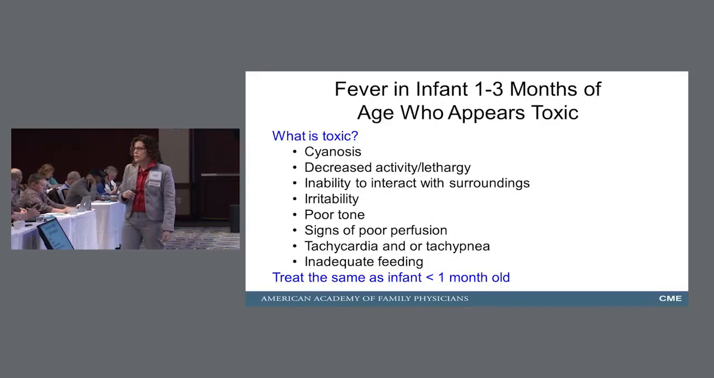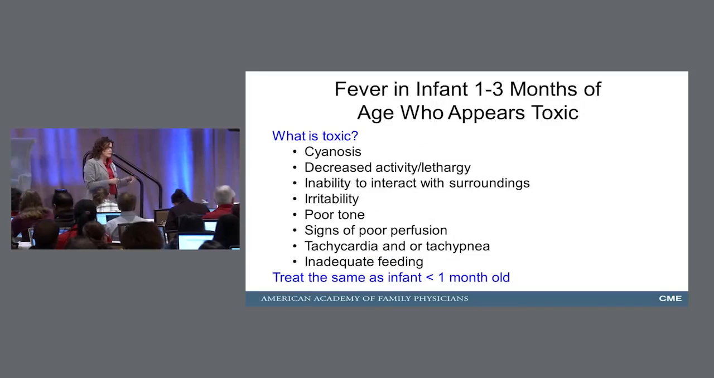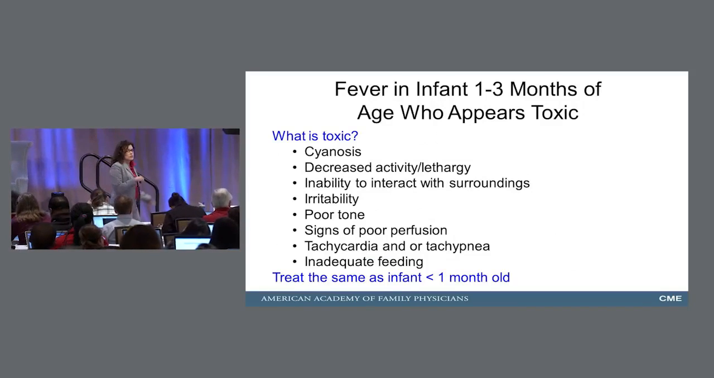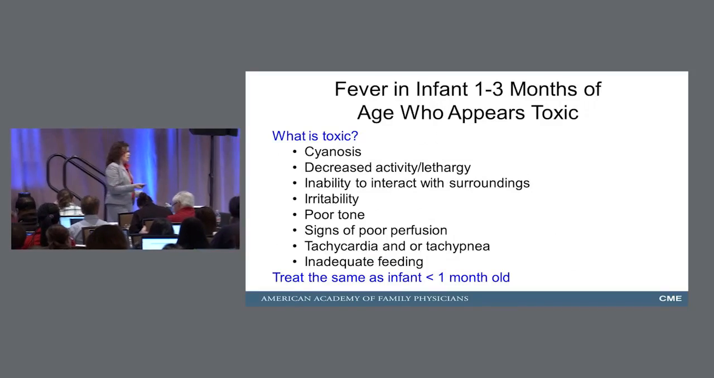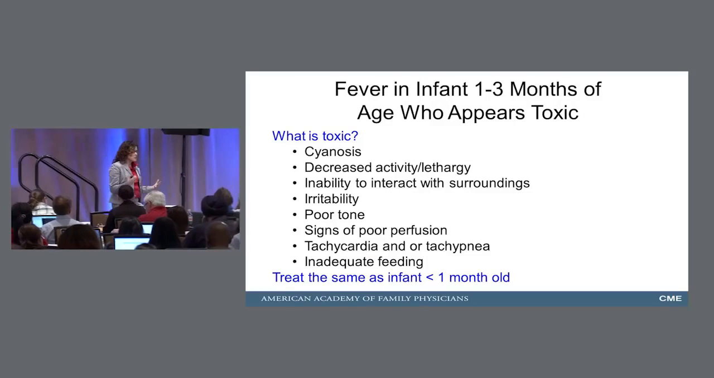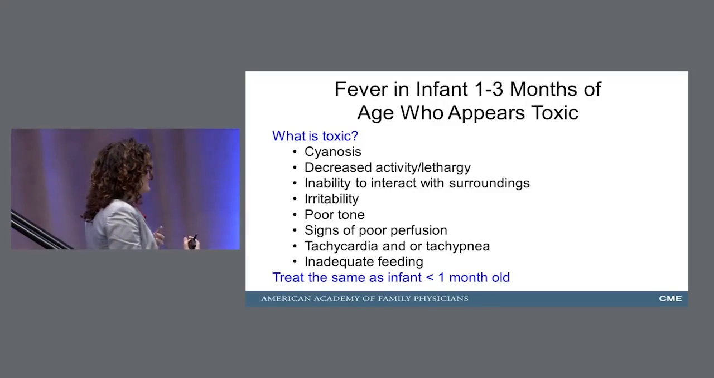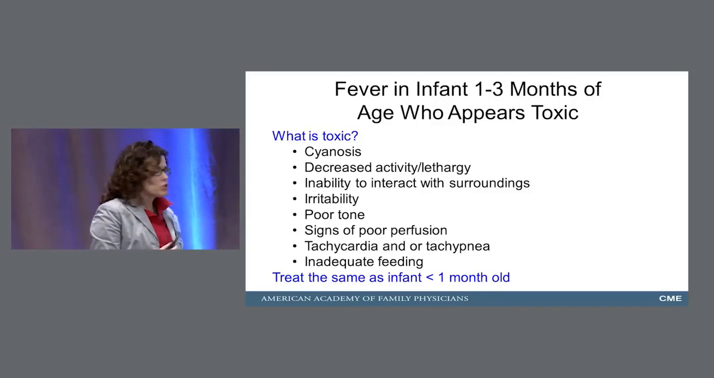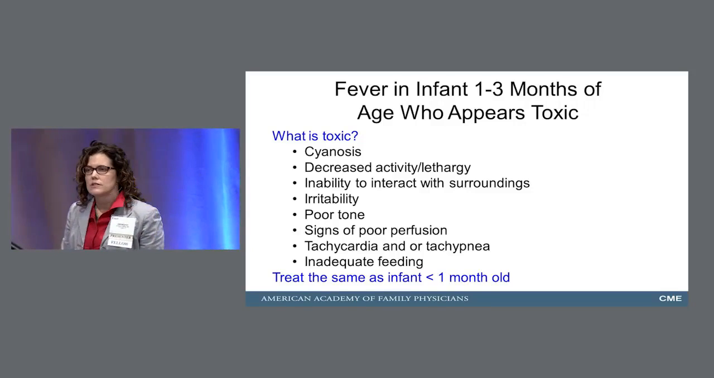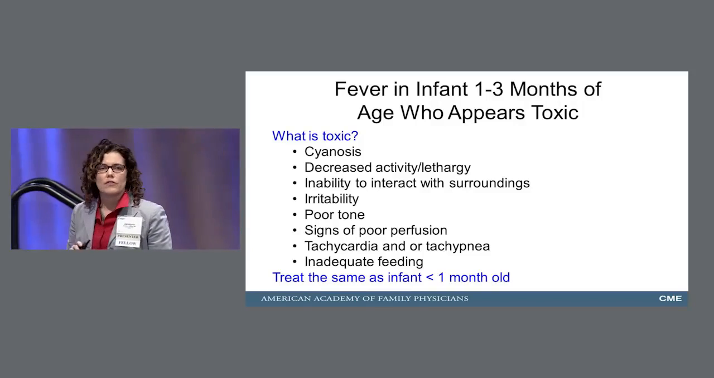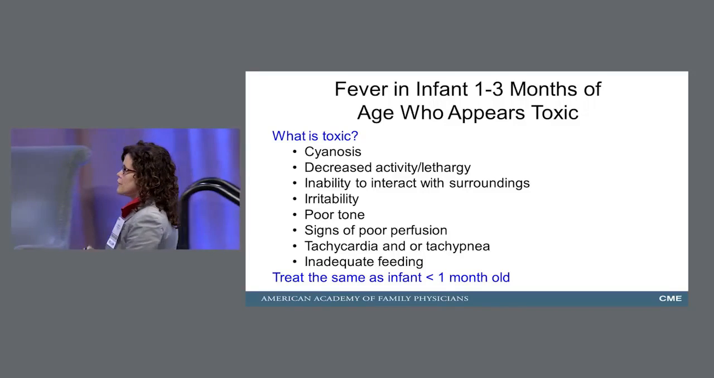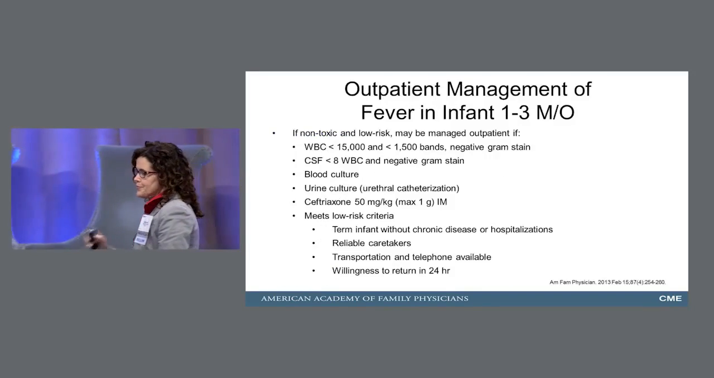So what if you have a child who's now over 30 days of age, but less than 3 months, who looks toxic? So what does it mean if they're toxic? Well, they're cyanotic, maybe they're limp, maybe they're irritable, they're not feeding well, they have poor tone. You just treat those kids exactly like you would those kids under 1 month of age. You admit them to the hospital and you do a full septic workup.